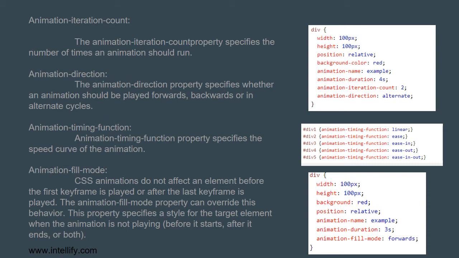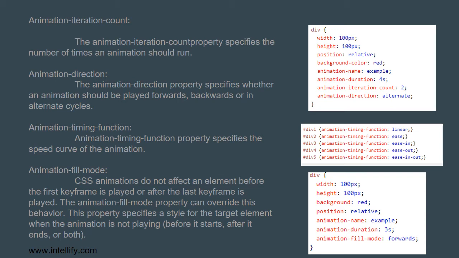Next, the animation iteration count. The animation iteration count property specifies the number of times the animation should run. Here, in the given example, the animation iteration count is specified as 2. So, the number of times the animation runs is 2 times. Next, the animation direction. The animation direction property specifies whether an animation should be played forwards, backwards, or in alternate directions. In the given example, the animation direction is specified as alternate. So the animation direction will act as alternate cycles.